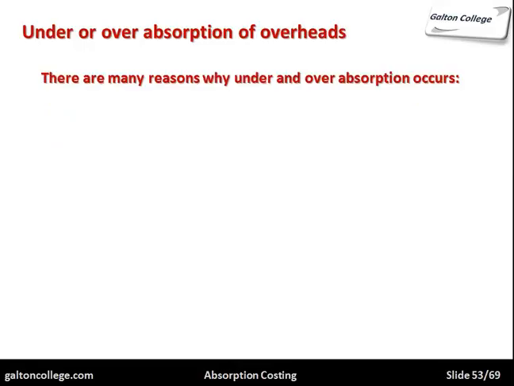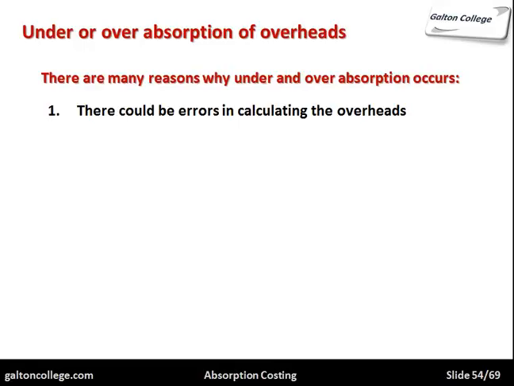There are many reasons why under and over absorption occurs. There could be errors in calculating the overheads. Sometimes it's not possible to get precise valuations, particularly for, let's say, the premises or for machines which have to be depreciated. Well, there are two main methods of depreciation.